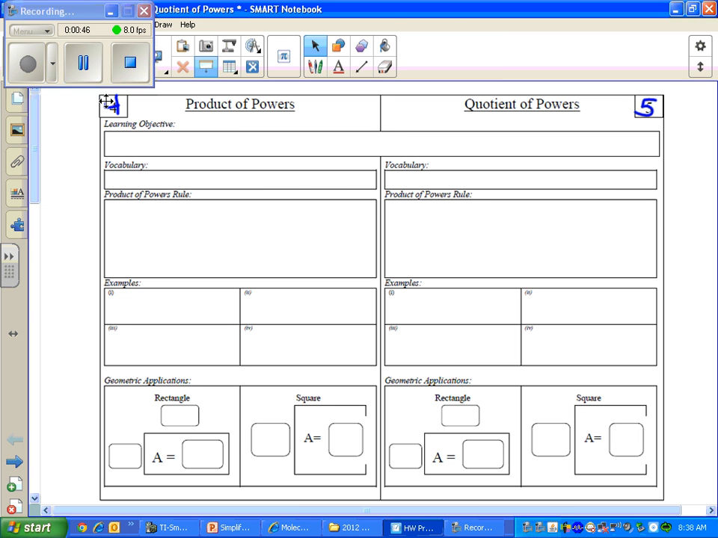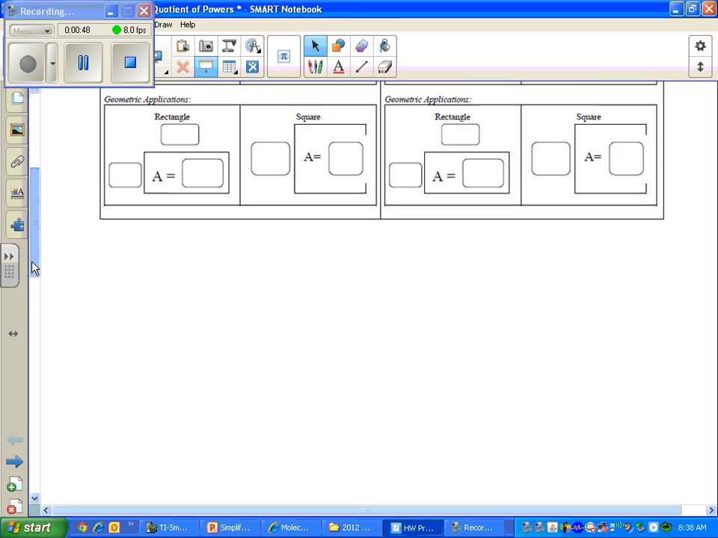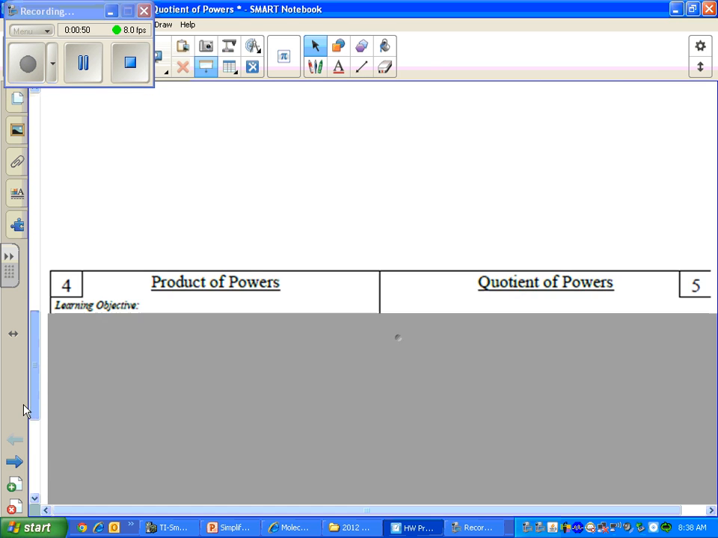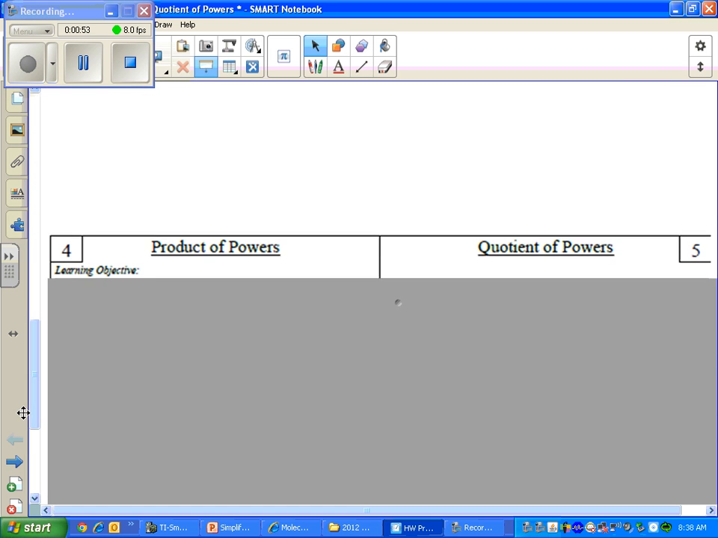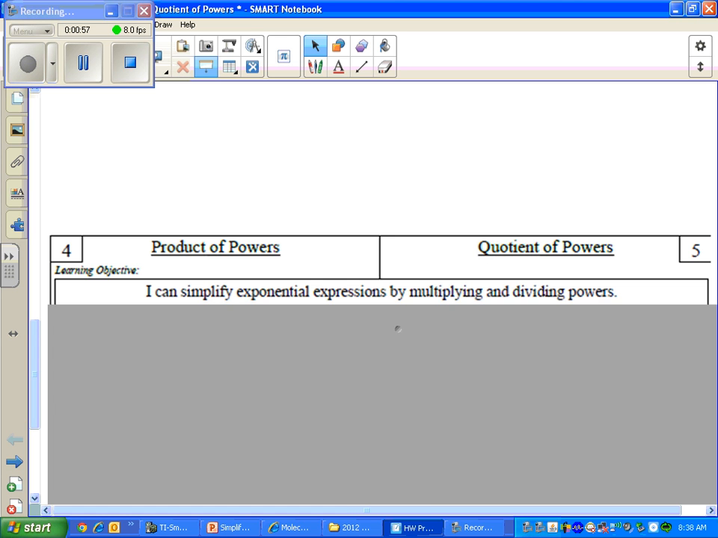Okay, let's start to fill in our values here. All right, you already have written down at the top, pages 4 and 5. You also have product of powers on page 4 and quotient of powers on page 5. Let's copy down our learning objective. The learning objective says this, copy this down: I can simplify exponential expressions by multiplying and dividing powers.